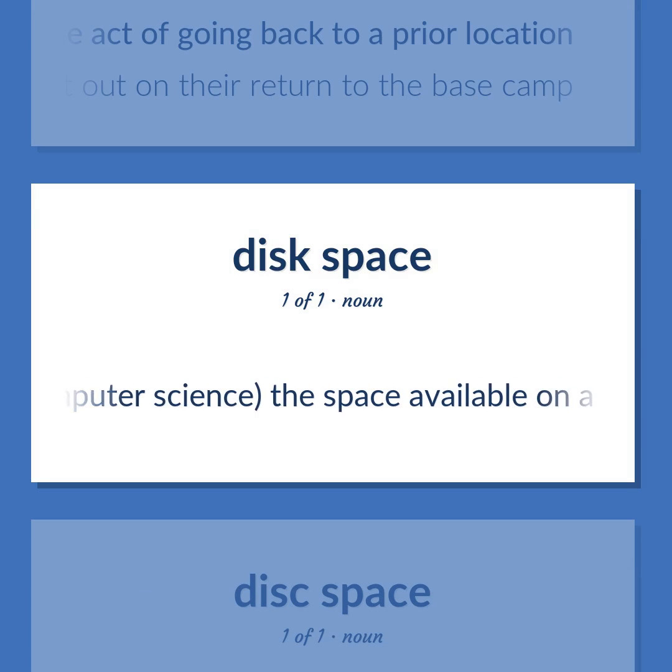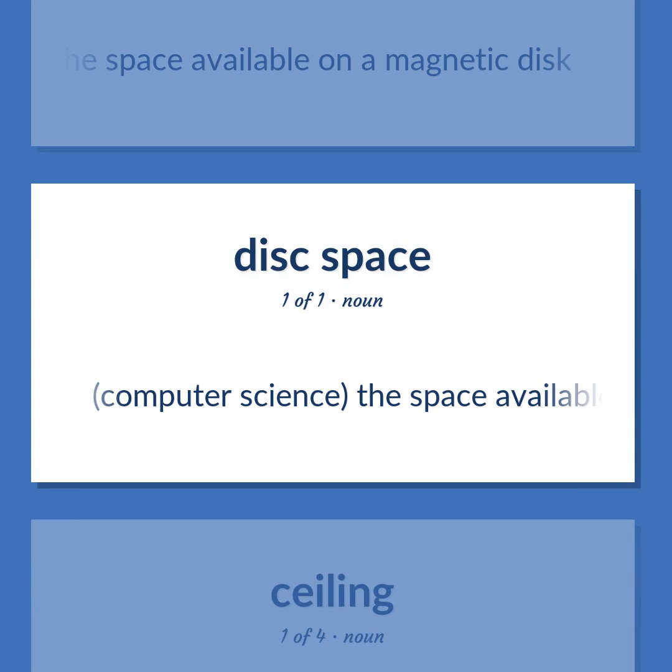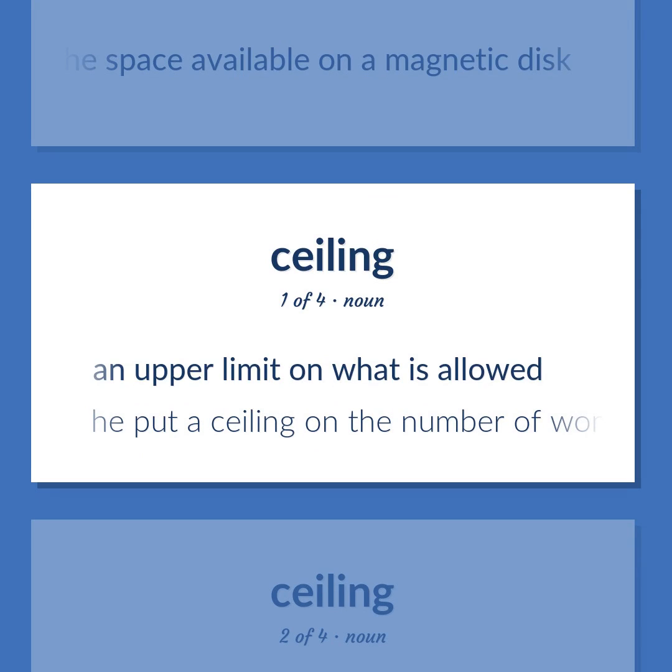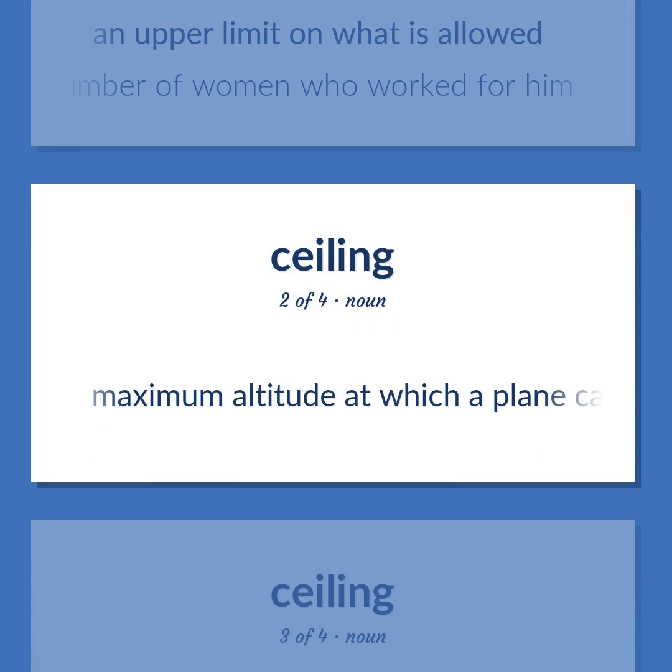Computer science: the space available on a magnetic disk. An upper limit on what is allowed. He put a ceiling on the number of women who worked for him. Maximum altitude at which a plane can fly, under specified conditions.